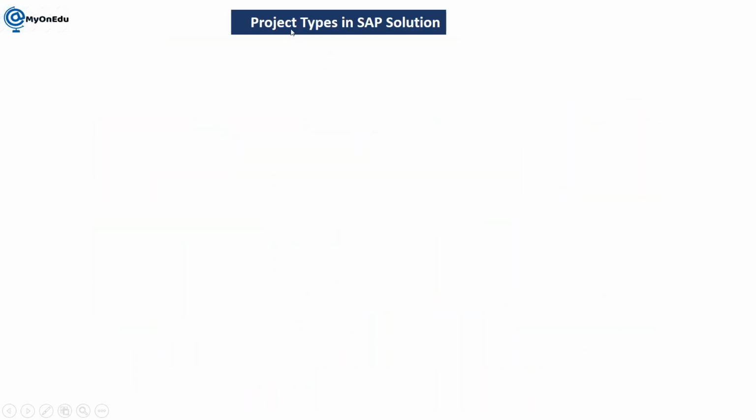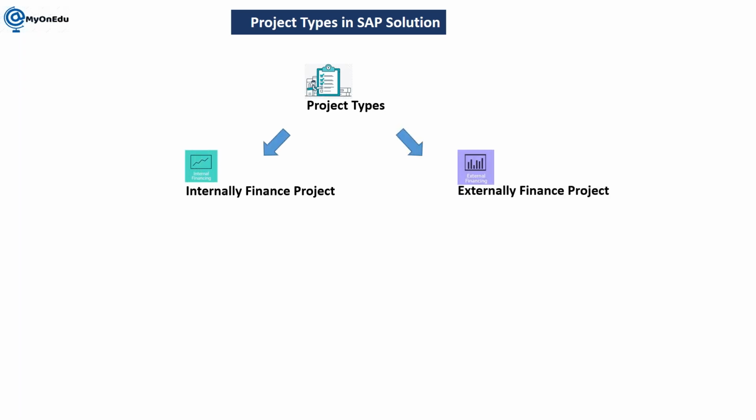Yes. So going forward, before understanding what is project system, what is portfolio project management, what is commercial project management, all these modules, we need to understand the types of project in SAP. When we are going to implement any SAP system, SAP project system, we need to understand the type of project first. So let us understand what types of projects we have in SAP. First is the internally financed project, and second is the externally financed project.